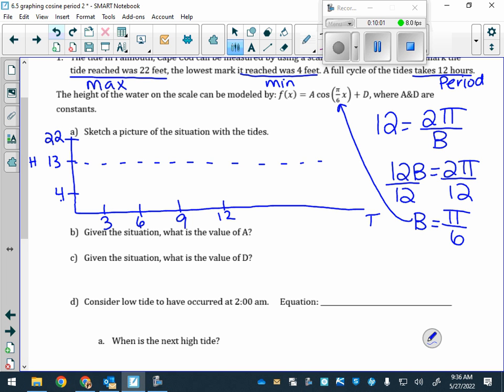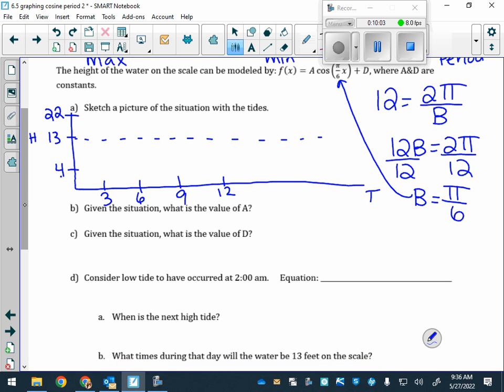So how can we fill this out? All right. D is what amount? The value of D? 13. Okay. What would be the value of A? What would be our amplitude? 9. Okay. Because the 22 minus 13, 13 minus 4. The difference between the max and the midline is your amplitude. Does that make sense? Okay. The distance between your maximum and your midline is your amplitude.